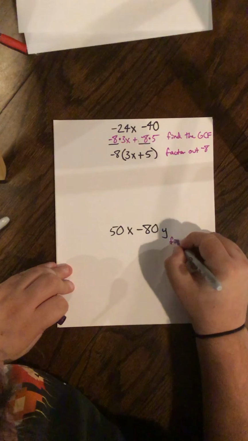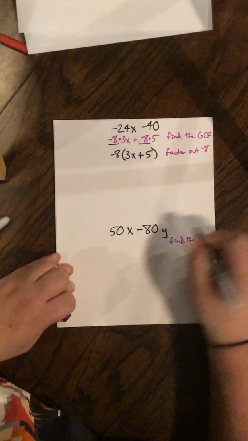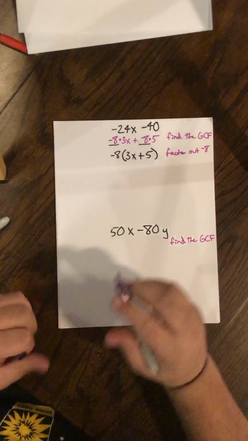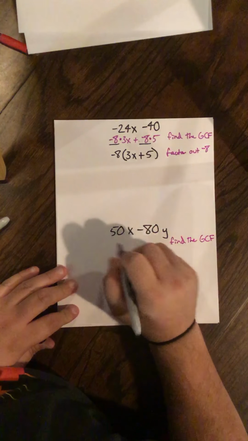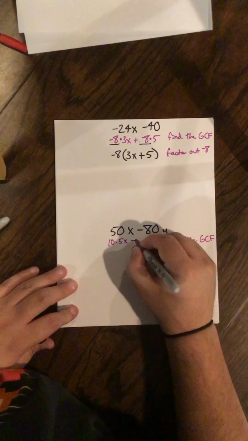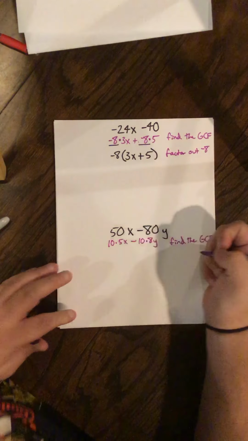I'm going to find the GCF for 50x and negative 80y. The greatest common factor there is going to be 10. So you're going to have 10 times 5x minus 10 times 8y.